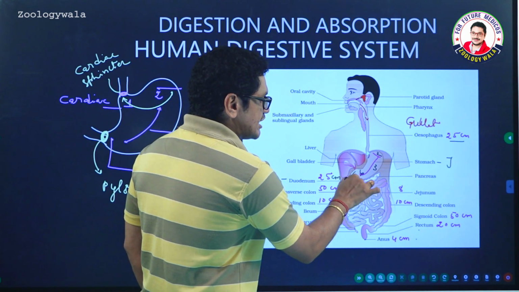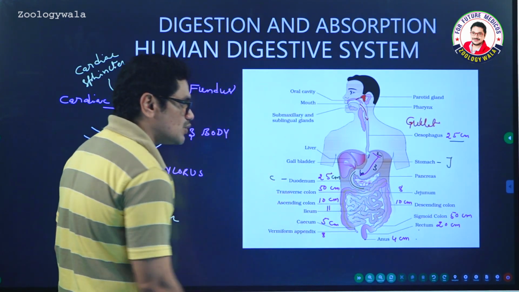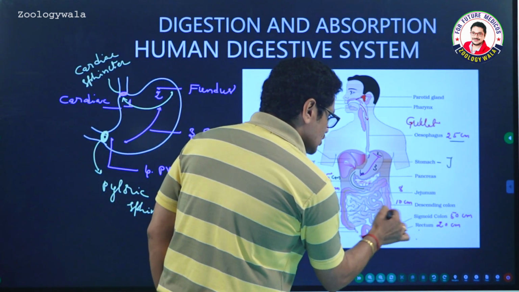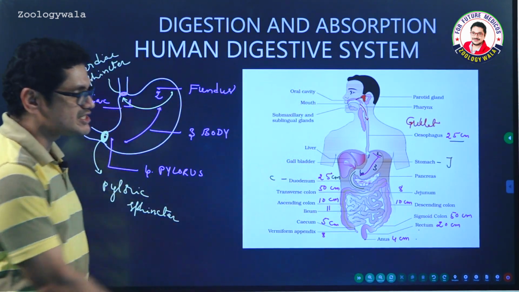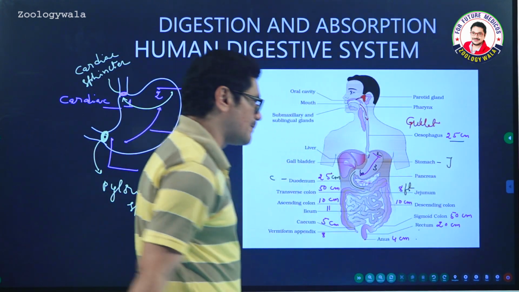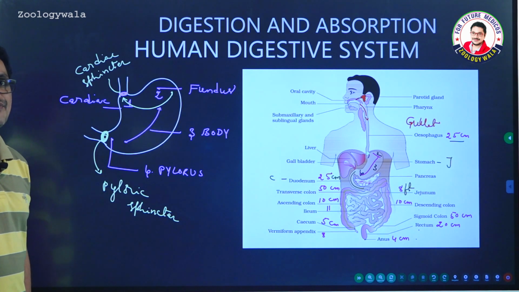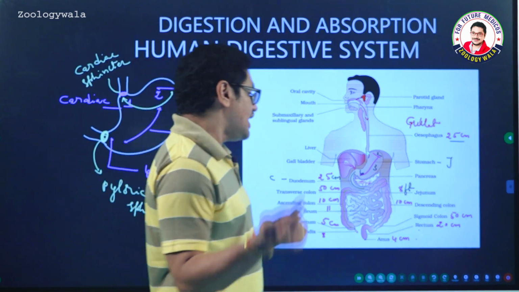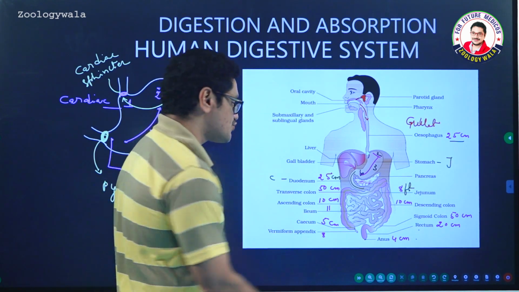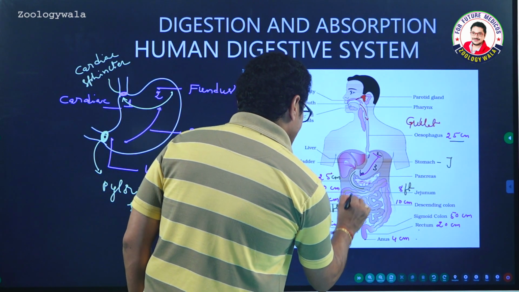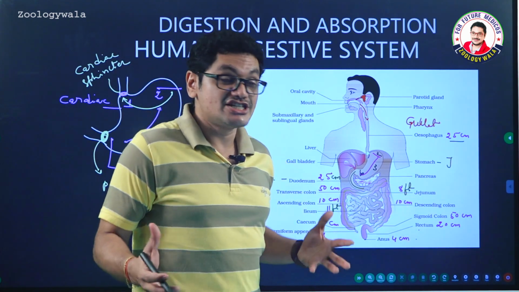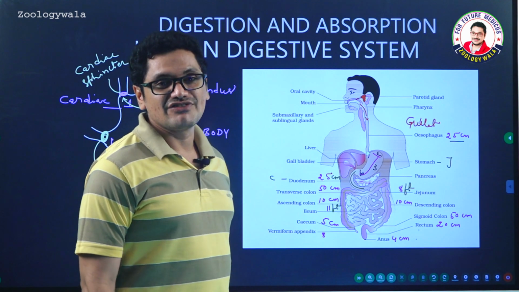Duodenum is a 25 centimeters pipe where it opens into a highly coiled portion. What is that coiled portion? Jejunum. You can see the jejunum. So jejunum is around 8 feet in length. Okay, and then we will see a highly coiled portion again called ileum, which will be around 11 feet. See, 11 feet ileum, 8 feet jejunum, and duodenum is 25 centimeters.